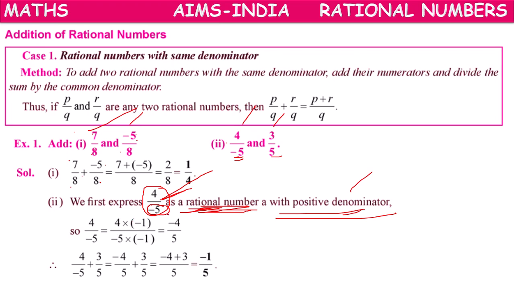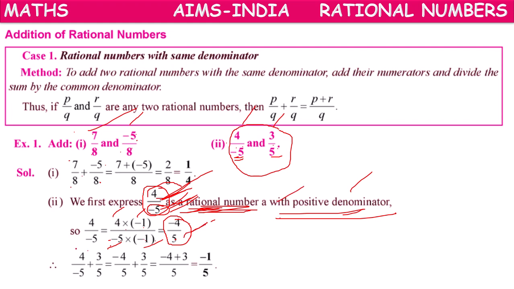So with minus 5, how do we turn it into a positive denominator? Multiply both numerator and denominator by minus 1. 4 into minus 1 is minus 4. Minus 5 into minus 1, minus into minus is plus, 5 ones are 5. Minus 4 by 5. So before doing the addition, we have to check whether the given rational numbers are in standard form or not. If not, we have to change them first. Now they are in standard form.